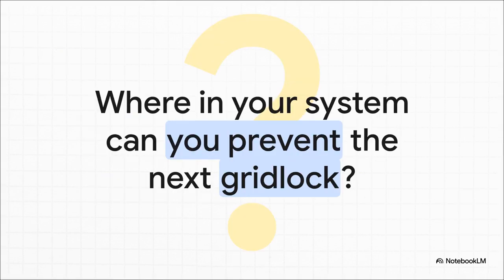And that's our deep dive. You now have the playbook for understanding, preventing, and handling deadlocks. So the final question is really for you. Think about the applications and the systems you work on. Where is the potential for the next gridlock? And how can you use these strategies to make it more resilient?